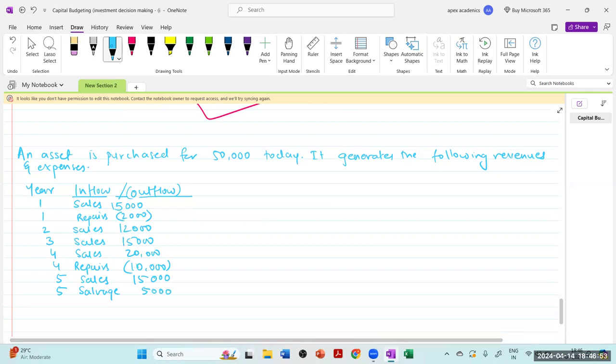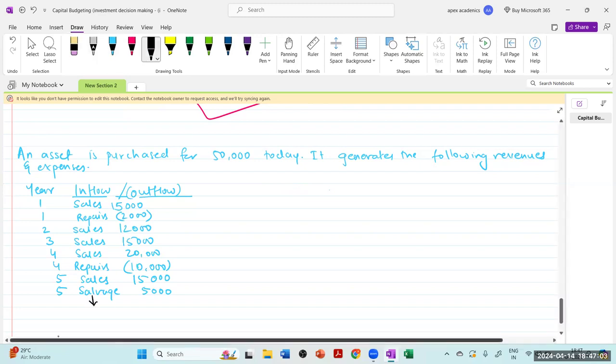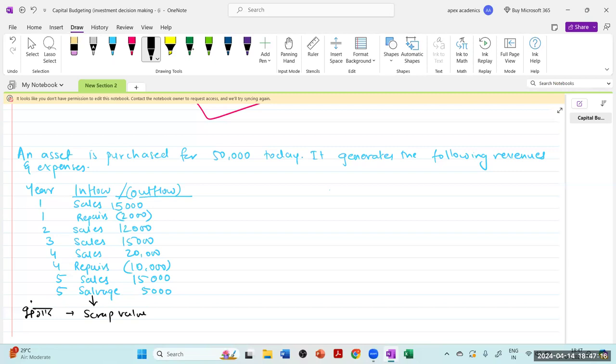What is salvage? Salvage means scrap value. Salvage means scrap value. It means you discard the asset. It is basically bhangar. This is basically bhangar. It is the scrap value. What is the meaning of scrap value? You sell it for that much at that particular time period.